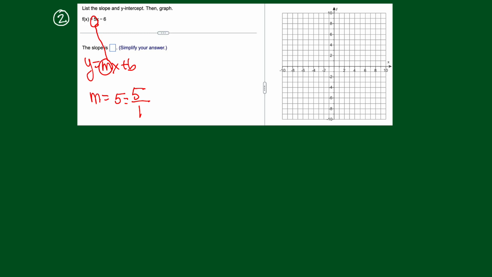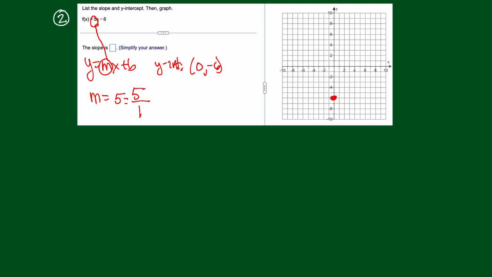The y-intercept is that -6 out here. So the y-intercept, I'll write it here. The y-intercept, now it's actually a point, so it's 0 and -6. So let's put a point at 0, -6. So I'll start at the origin and go straight down 6. We'll put a point right here at -6.